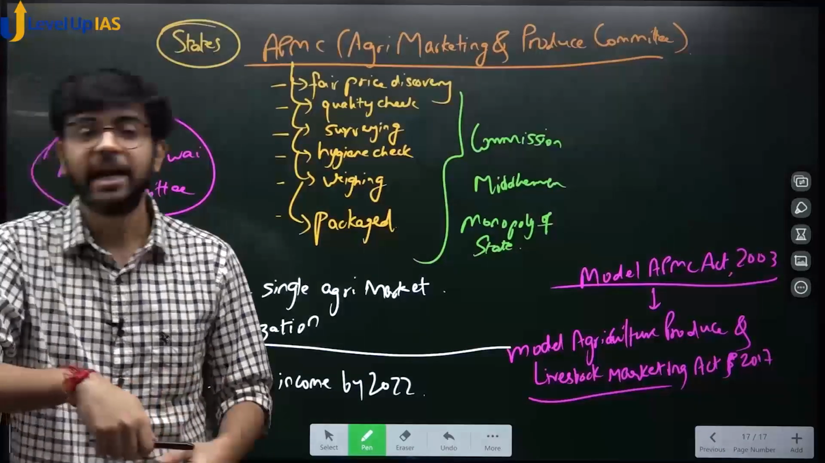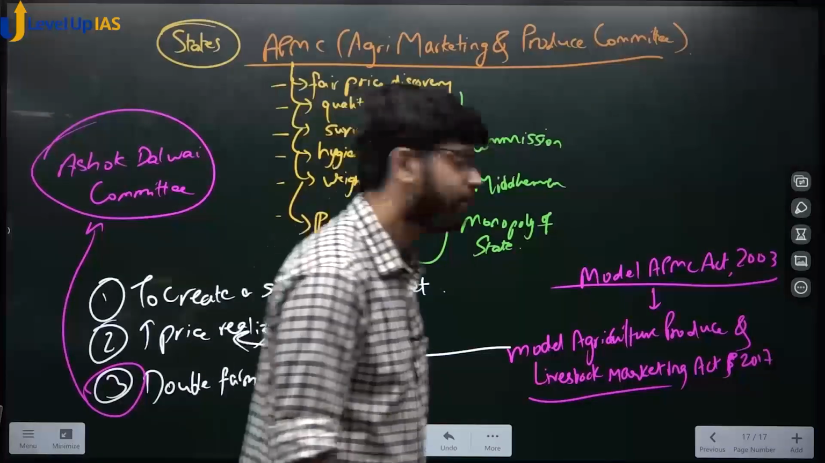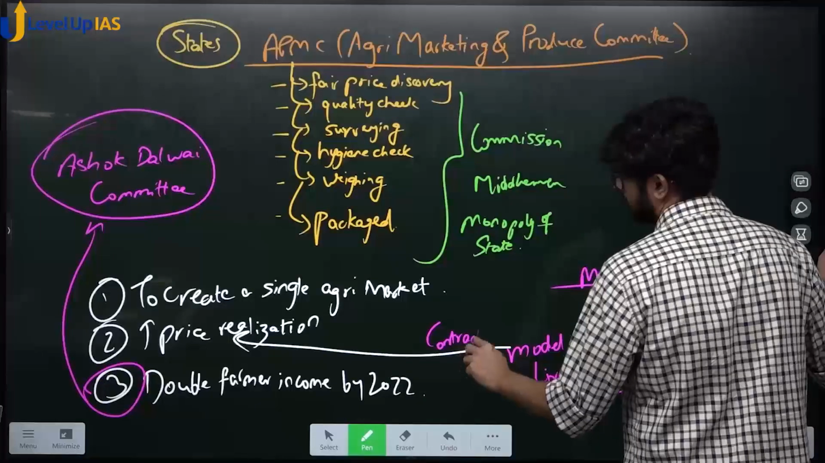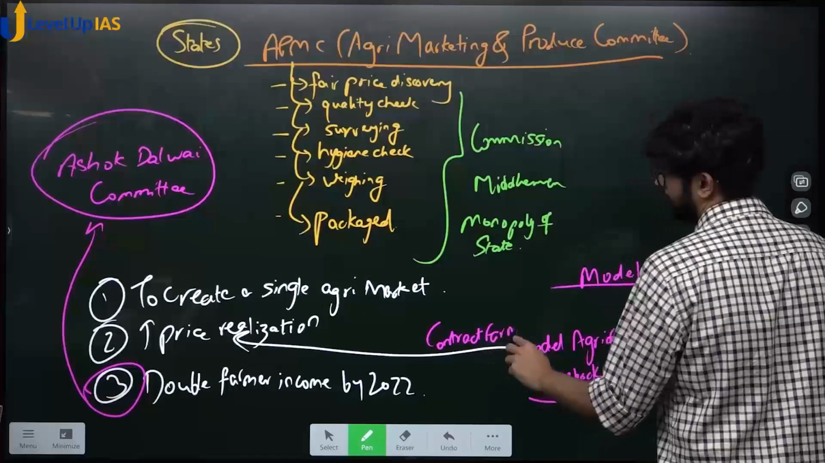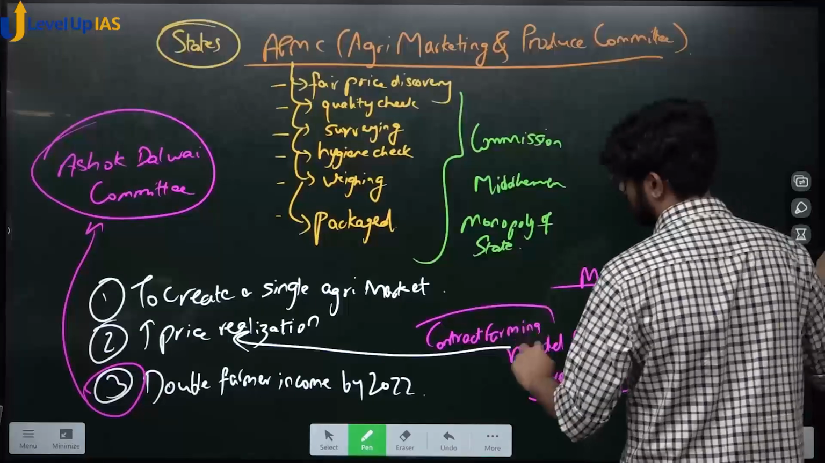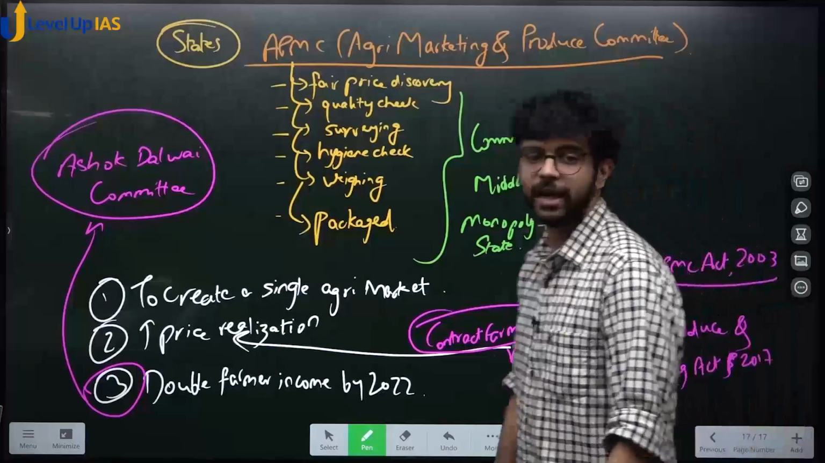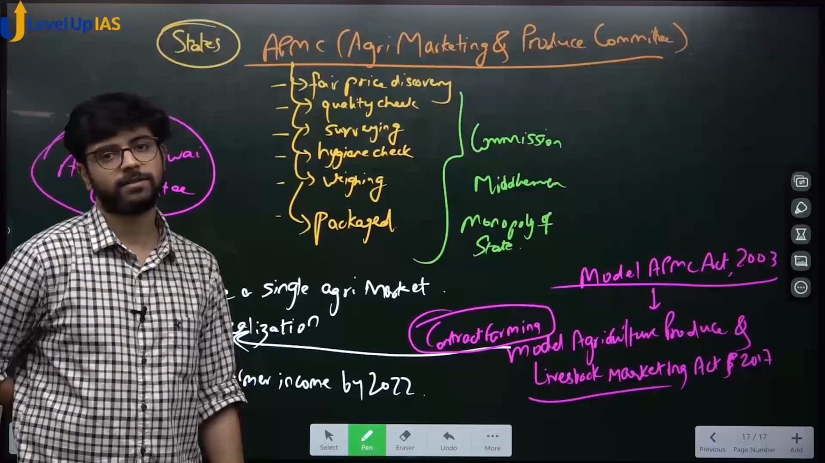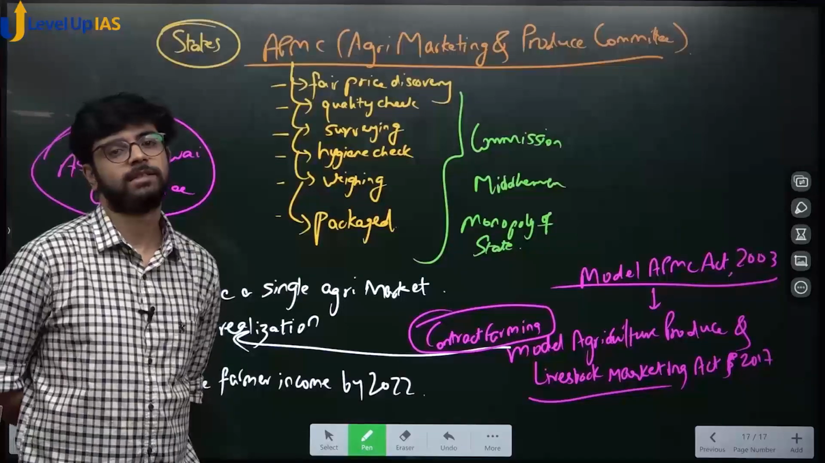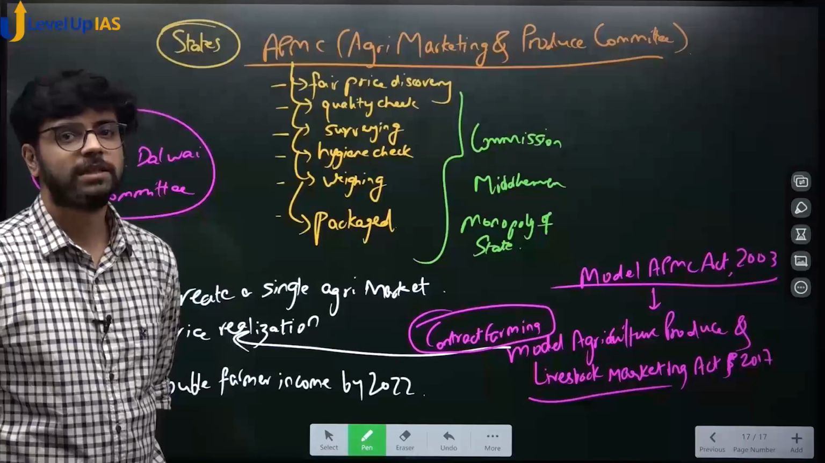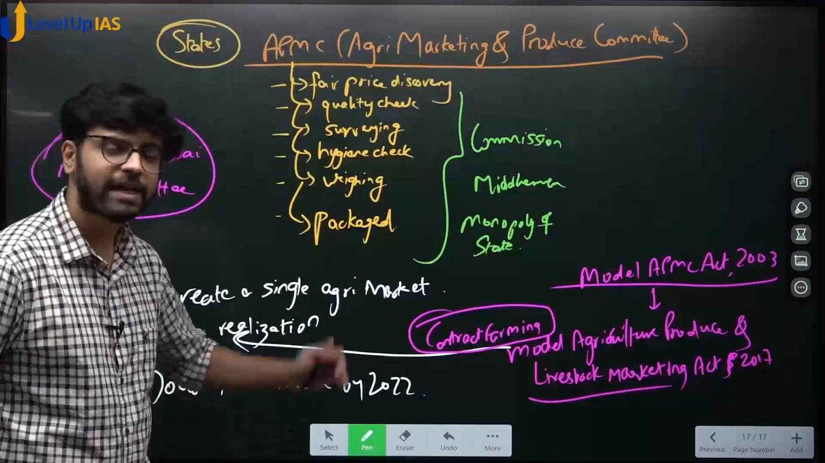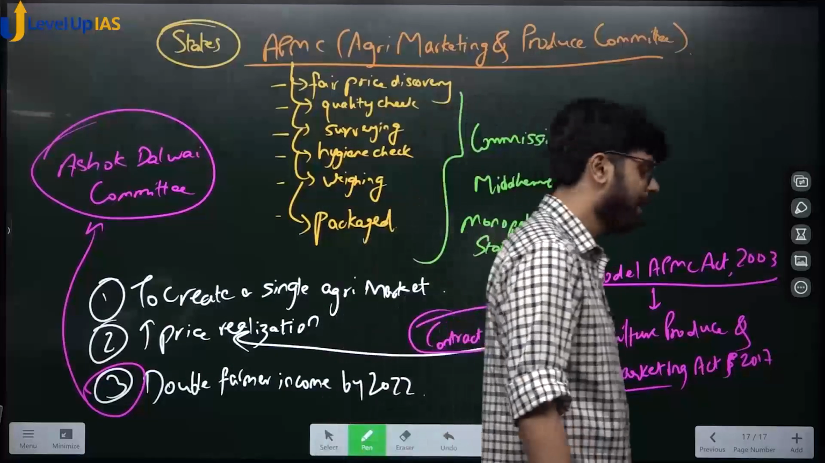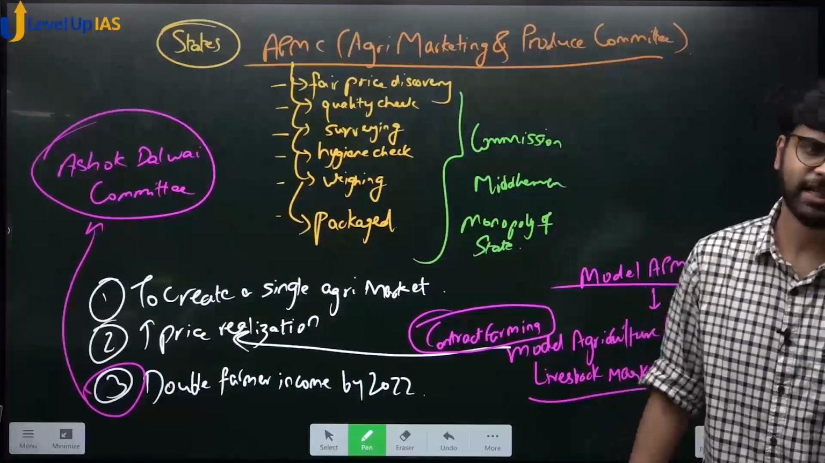Okay? And it paved the way, or gave permission, for contract farming. Who enacted this act, Model APLM Act? State government, central government? It was recommended, or actually given, by the central government, but adopted is the word we use, adopted by state governments. So all state governments did not adopt it.